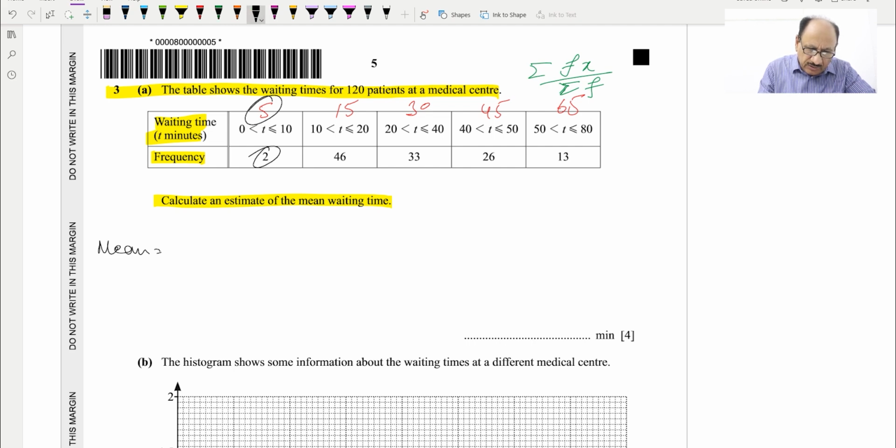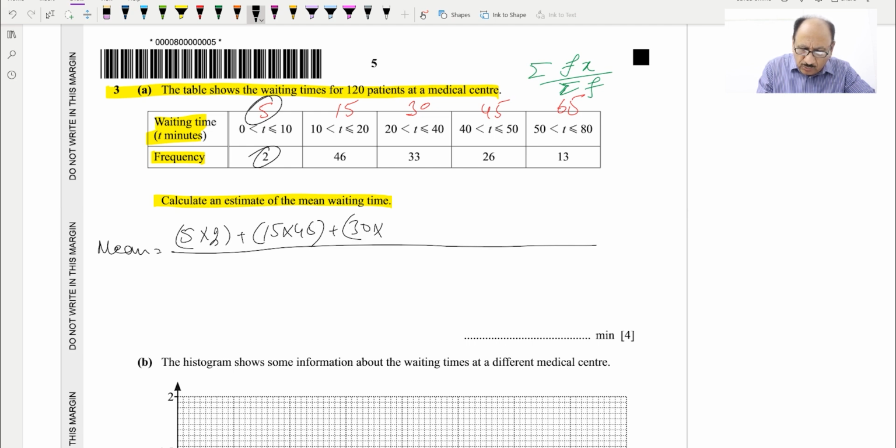This will be the formula which we will be following. So we will write it, we'll make the line, and then 5 into 2 plus 15 into 46 plus 30 into 33 plus 45 into 26 plus 65 into 13, divided by 120, which is the sum of frequencies.